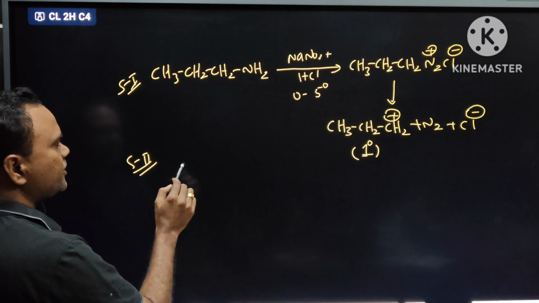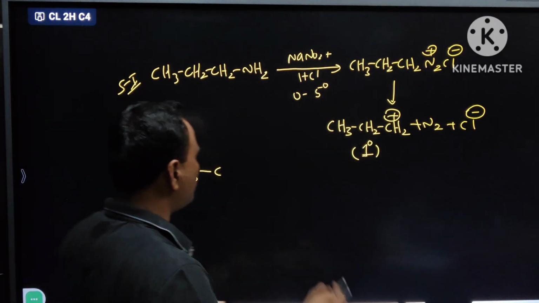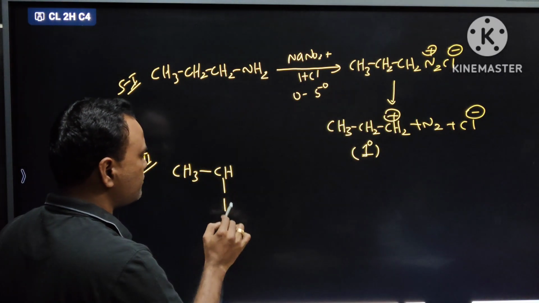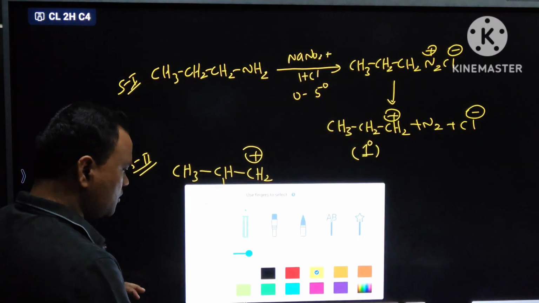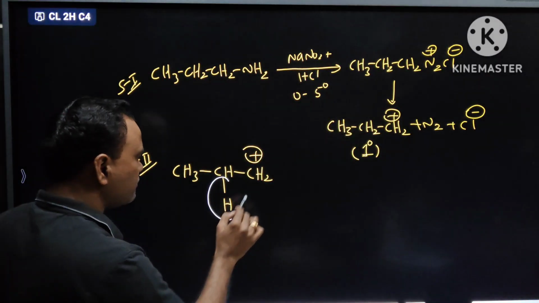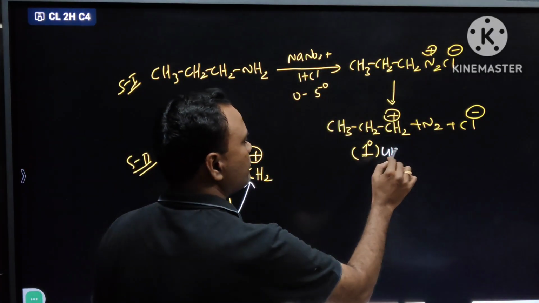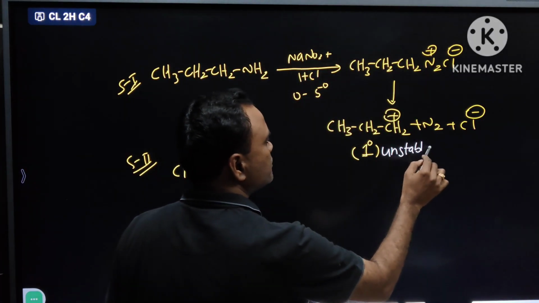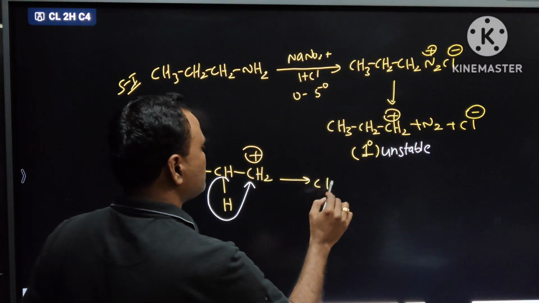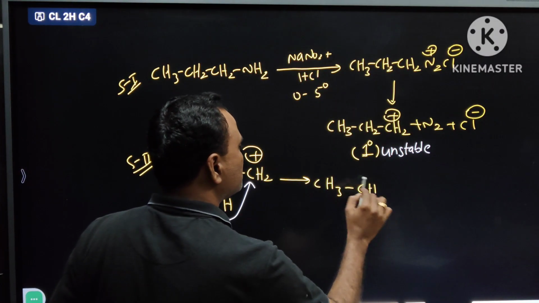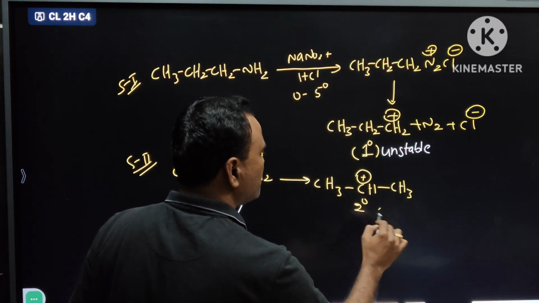Step 2, rearrangement. I am taking that carbocation and writing one CH2 group like this, CHH. Do the shifting of hydride, H minus. This is a 1 degree carbocation. A 1 degree carbocation is unstable. So what happens? Rearrangement takes place and we get a 2 degree carbocation.